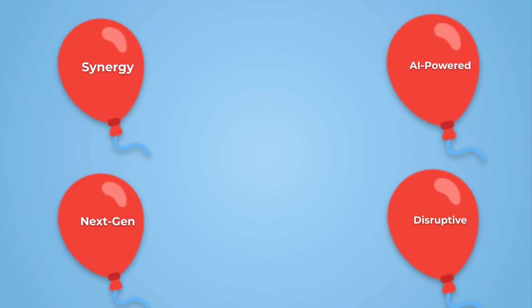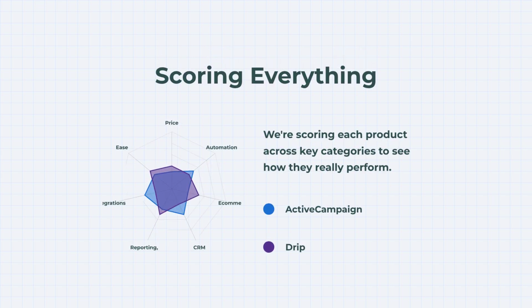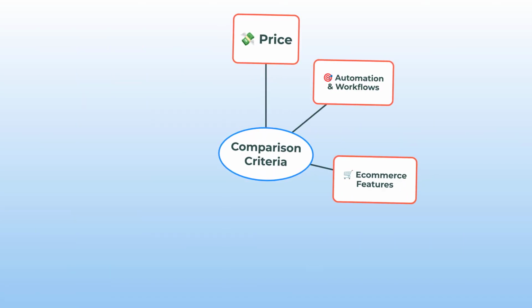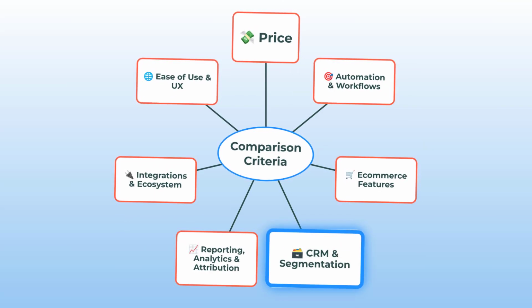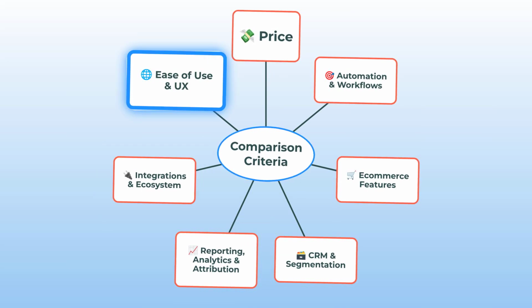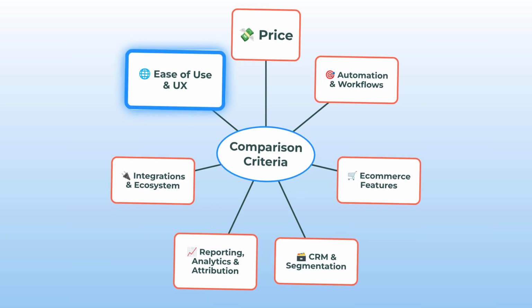Let's skip the shiny marketing promises and dive straight into the real differences. We'll score them across key categories, and by the end, you'll see who truly stands out in 2025. The winner might surprise you. Let's kick things off with a quick mind map of everything we're going to cover. We've got pricing, automation and workflows, e-commerce features, CRM and segmentation, reporting and analytics, integrations and ecosystem, and ease of use. Basically, all the stuff you should care about before throwing money at software.